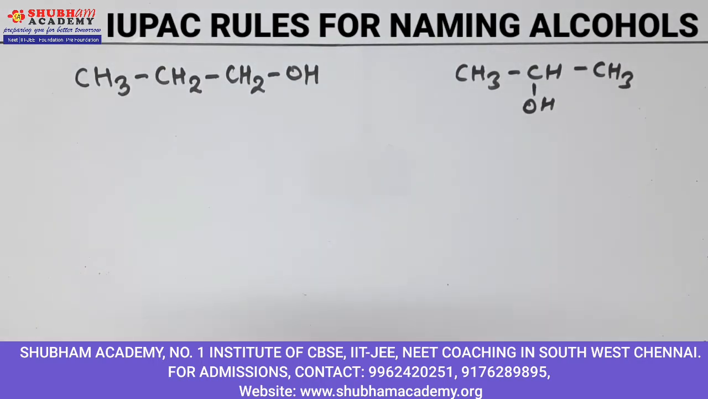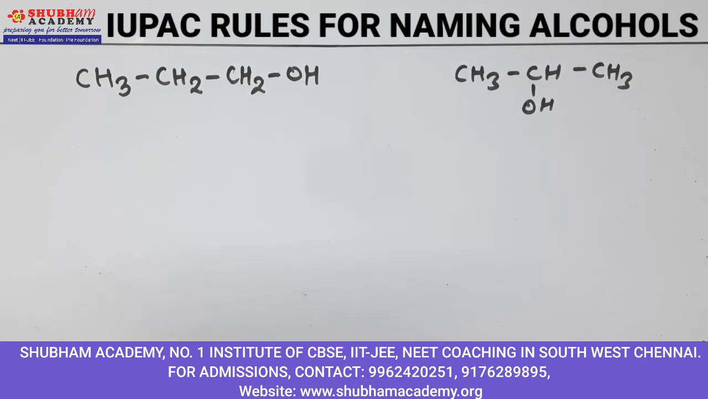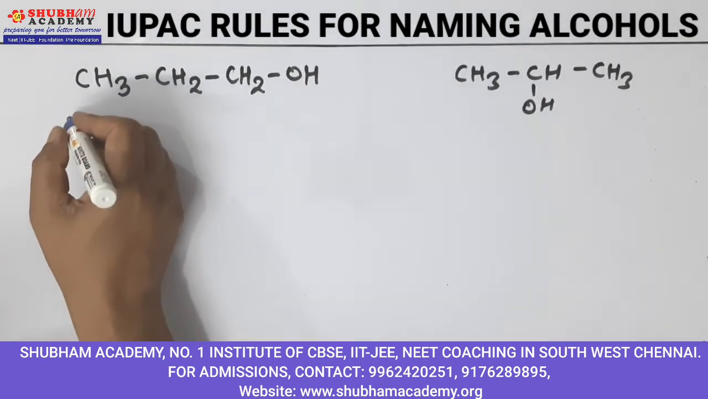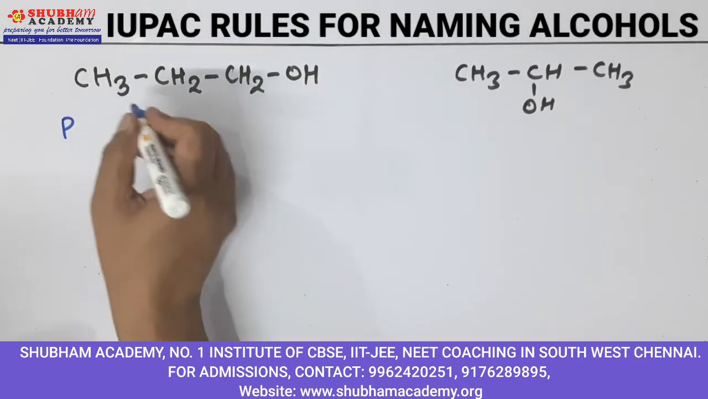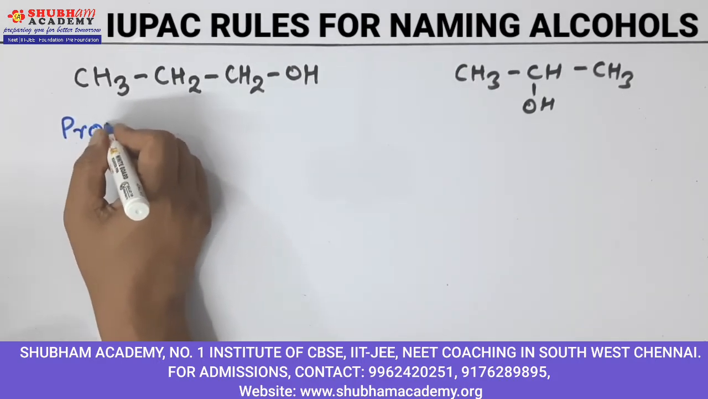Now these are the 2 examples given to you. You have to name them. Right, now here, since you have more than 2 carbon atoms, so you have to see that OH is present at which position. Right, so if you are seeing this example, you can see here that OH is present at first position. Right, so the name of this compound will be, you have 3 carbon atoms in the parent chain, so for 3 carbon atoms, word root is prop.